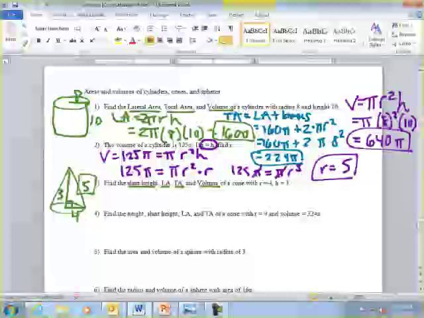Then we're asked to find lateral. Lateral area for a cone is pi rs. Once again, area formulas don't need to be memorized. You just need to know how to use them. So that's pi times 4 times 5, which we're leaving our pi's in our answers, so we just multiply the numbers and get 20 pi.